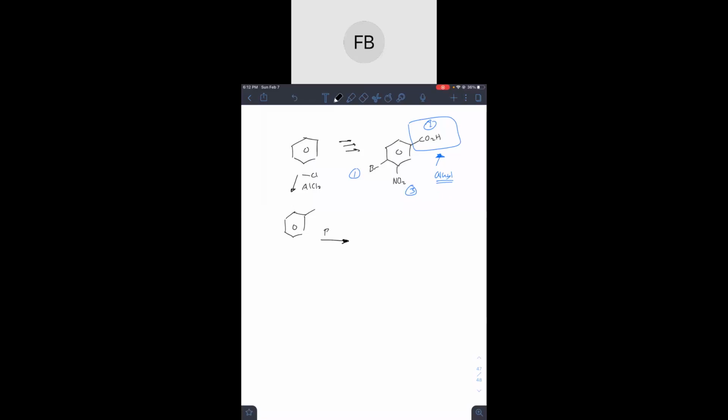So we can do Br2, FeBr3, and then that will promote this Br going to the para position. And then after that, we're going to have to change this to a CO2H at this point before we add the NO2 on, because otherwise it would be a really messy retrosynthesis.